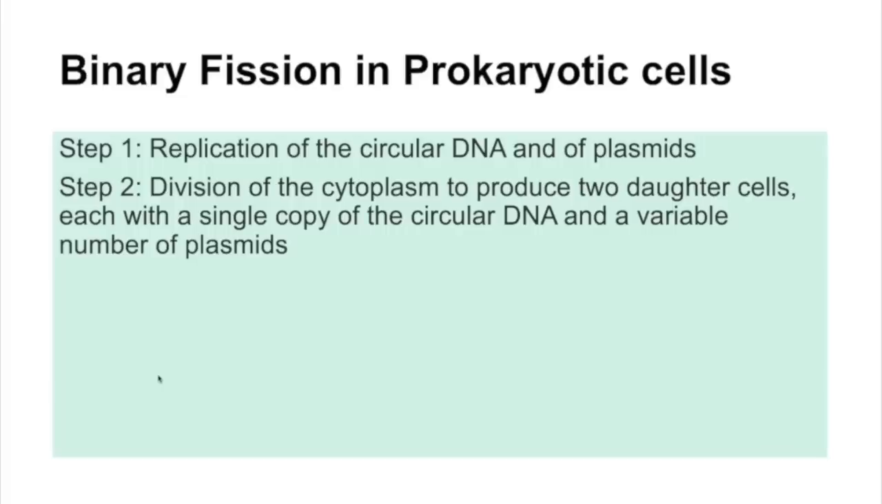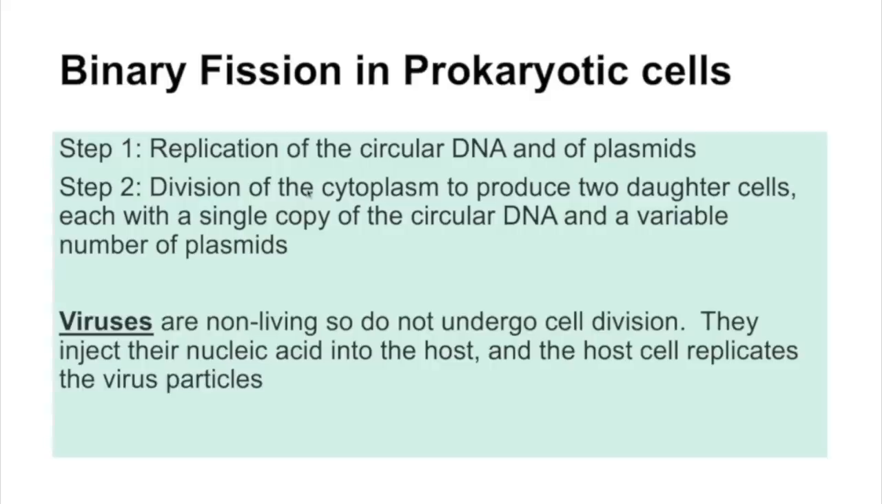Prokaryotic cells don't go through mitosis, instead they go through binary fission. The first step of that would be the replication of the circular DNA and of the plasmids, and then the second stage would be division of the cytoplasm to produce 2 daughter cells, each with a single copy of the circular DNA and a variable number of plasmids. Viruses are non-living, so they don't undergo cell division. Instead, they inject their nucleic acid into the host, and the host cell replicates the virus particles.